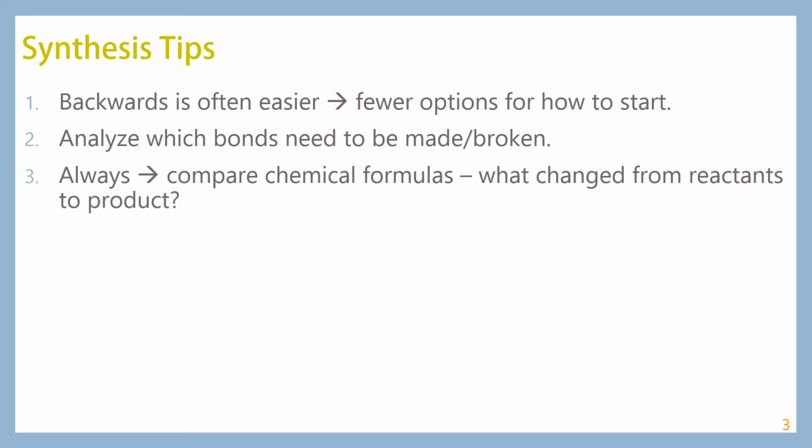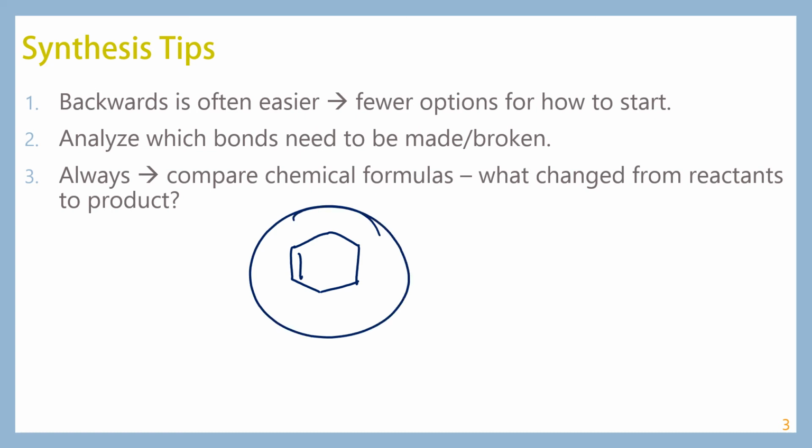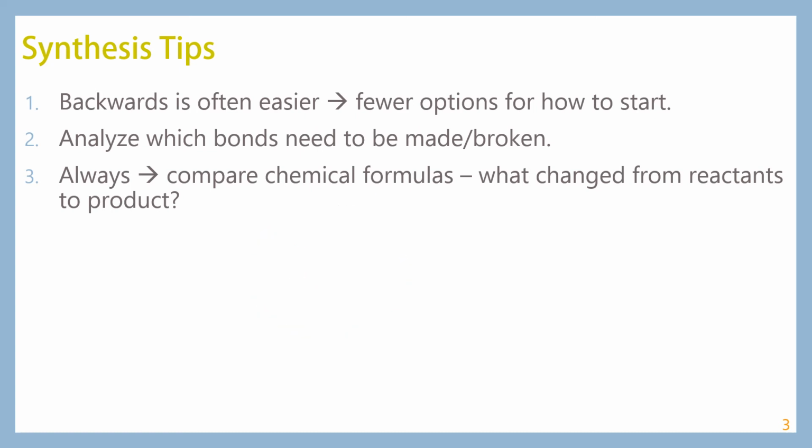You also need to analyze which bonds need to be made and which ones are going to be broken. That can point you in the right direction of chemistry. If I hadn't said, use a diene and a dienophile to make this product, having the cyclohexene as the major backbone is a huge hint that it's a Diels-Alder reaction.